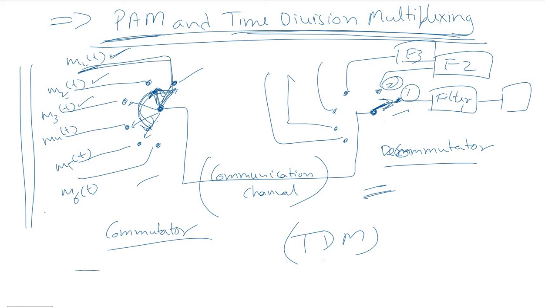So clearly you can see that the sampling process involved here is pulse amplitude modulation. At each time instant, a particular sample of a particular signal is being transmitted, and that particular sample is nothing but the instantaneous amplitude of the particular message signal. That means we are using pulse amplitude modulation over here.